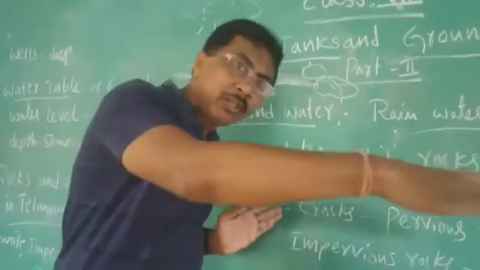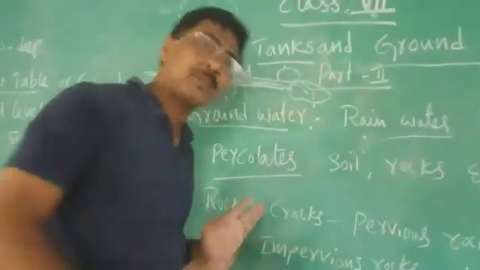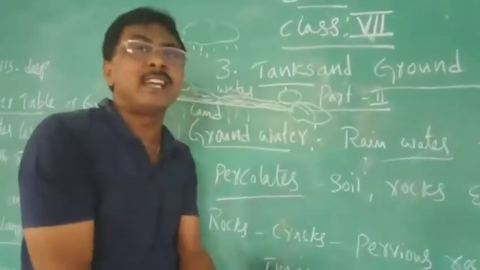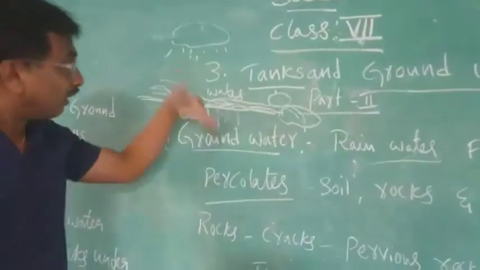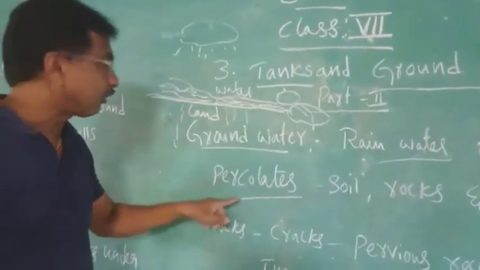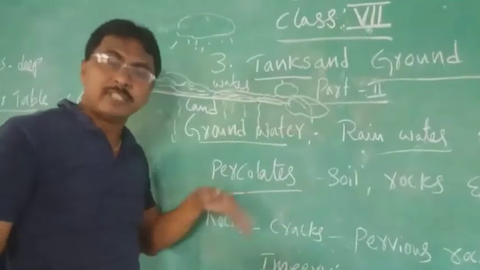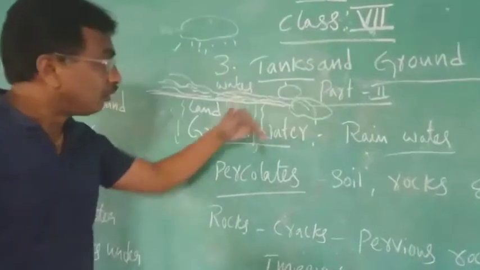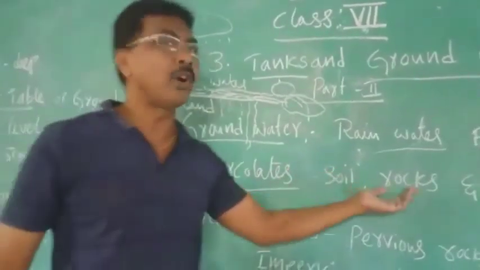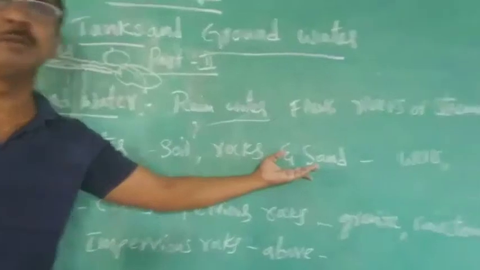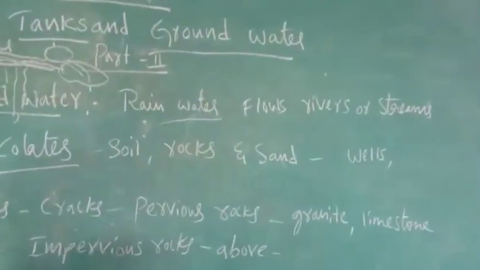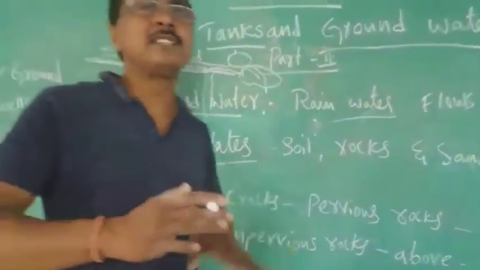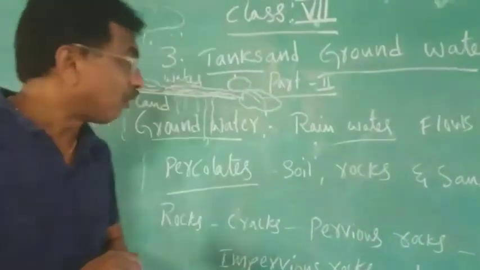The flowing of rainwater not only joins the rivers and the streams, but some water sinks inside. Sinking means it goes inside the soil. That is percolating inside the soil. It goes down, and there, some rocks will be there, sand will be there, some pebbles will be there. It goes down, and what happens here? The water is recharged.